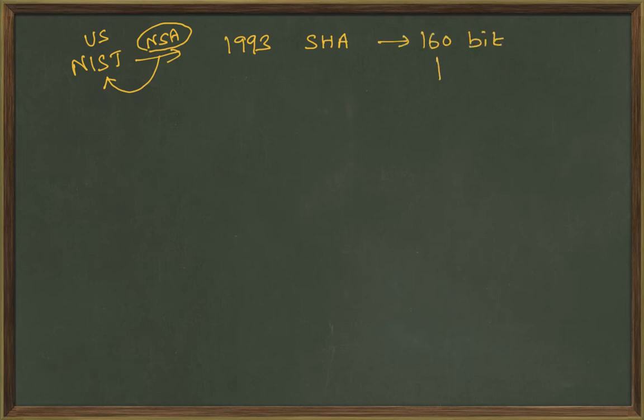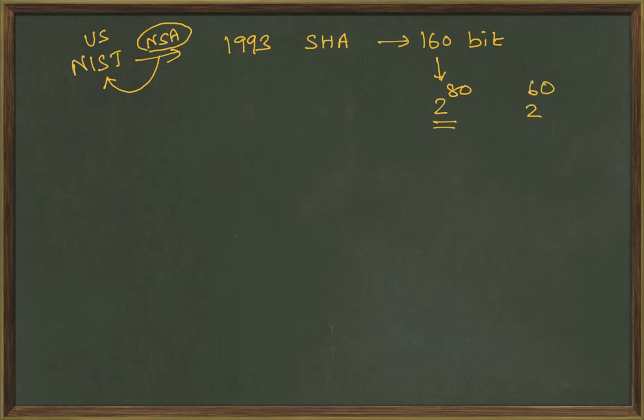That means theoretically, if you use the birthday attack, it should give 2 power 80. Within 2 power 80 steps, you should be able to produce a collision. But later some researchers found that you actually do not need 2 power 80 steps. You can reach a collision with 2 power 60 steps itself.